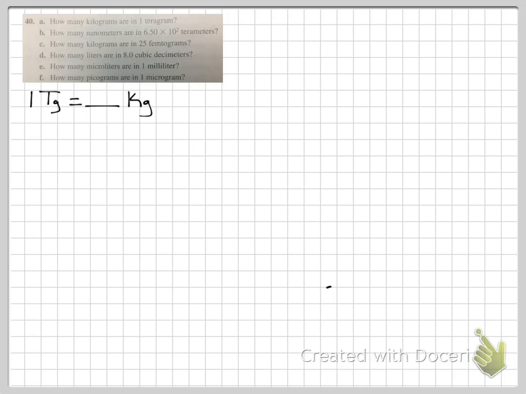The question says, how many kilograms are there in 1 teragram? Now, a teragram is going to be very, very large. Think in your mind like a terabyte. It's 1,000 gigabytes. So we're going to take this a little bit further, and now we need to set up what we call our unit analysis table, or our T-chart.